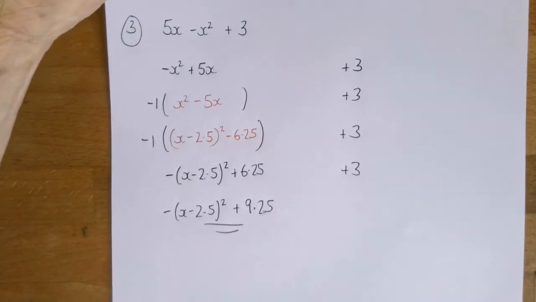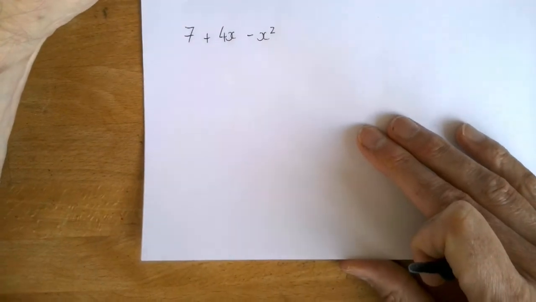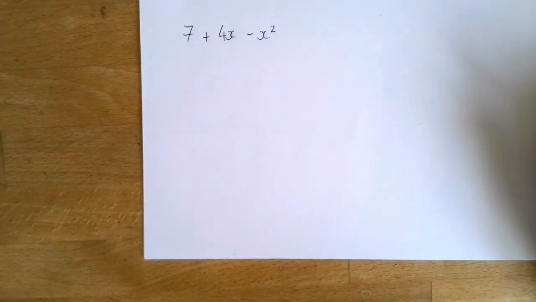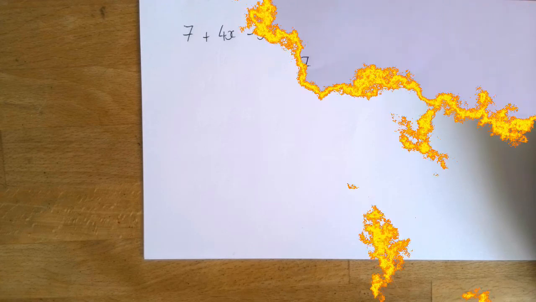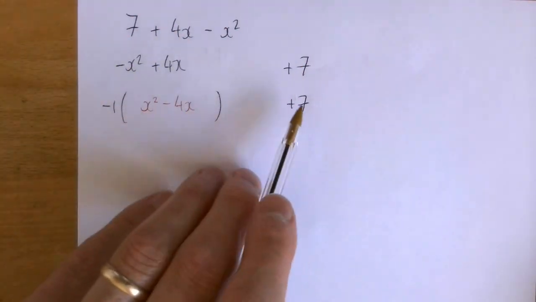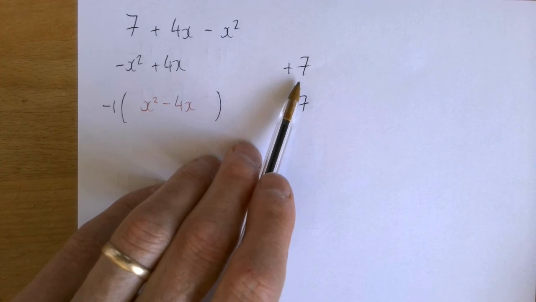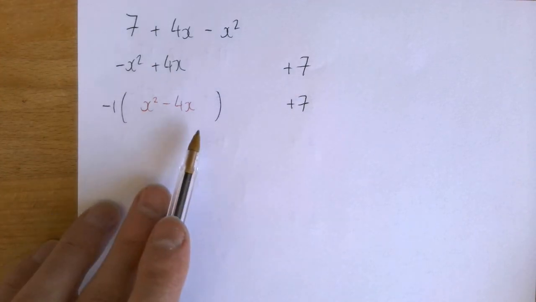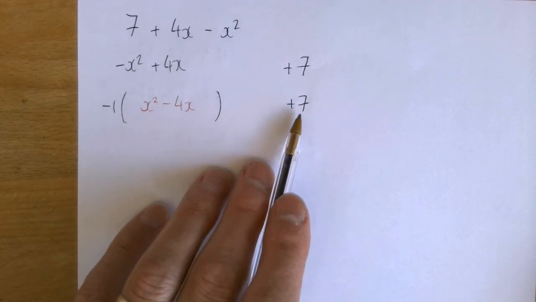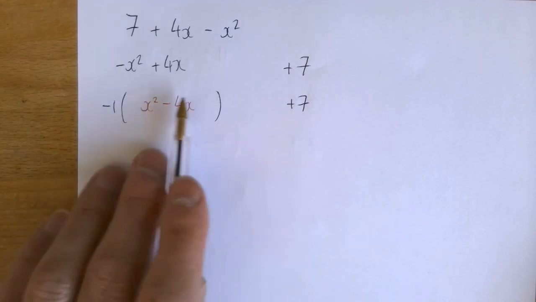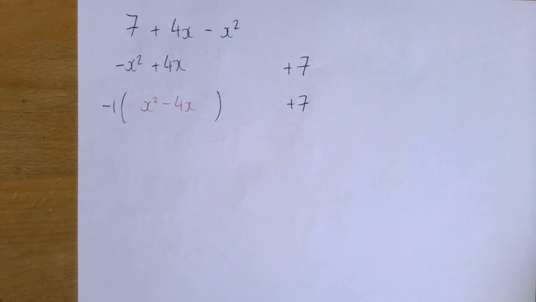Okay, so one for you to try, and I'll do the answer in just a moment. Pause and have a go. Right, so I lined it up and shoveled the 7 out here. I then took out the minus 1 to give me this. The 7 isn't affected by that, so that's not involved in the bracket at all. We're just leaving that there for now and worrying about it later. So I've now got something here I can complete the square for.